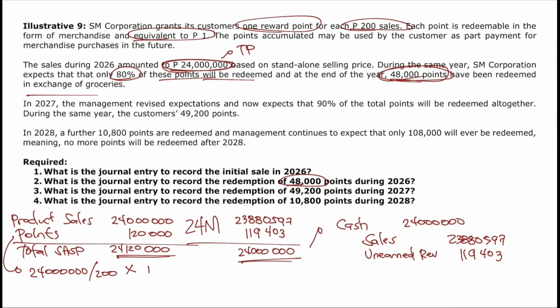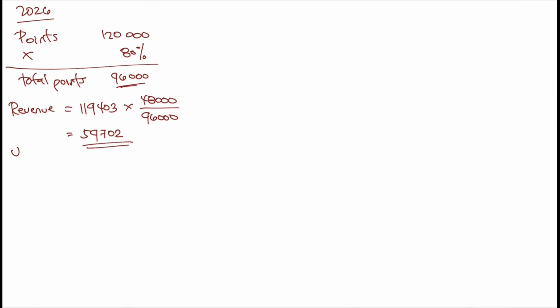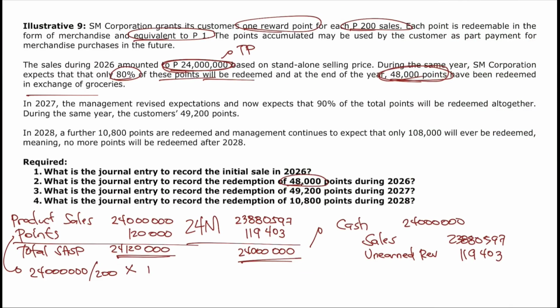Ibig sabihin, requirement number 2, journal entry. The journal entry will be to debit unearned revenue, and then credit revenue from points equal to 59,702. Okay? Now, punta tayo sa 2027. Ano nangyari ng 2027? In 2027, the management revised expectations and now expects that 90% of the total points will be redeemed altogether. During the same year, the customers redeemed 49,200 points.